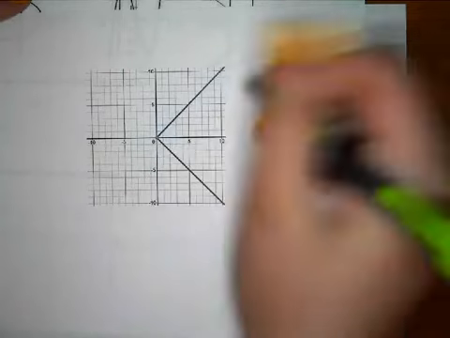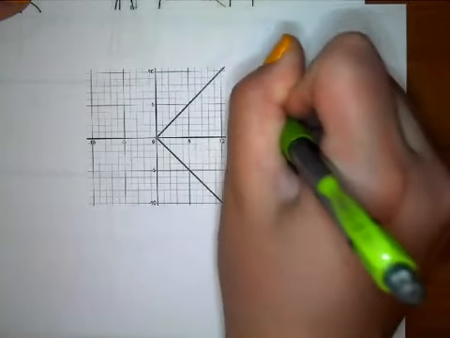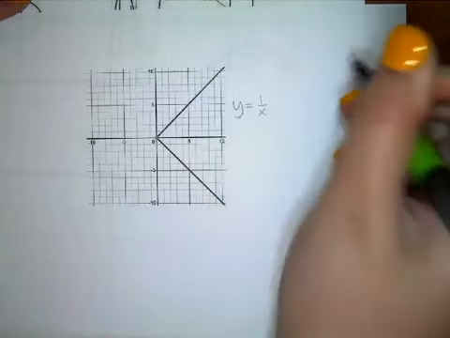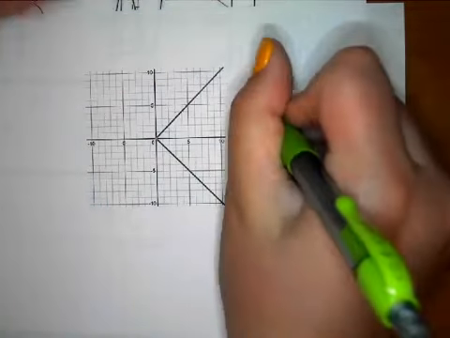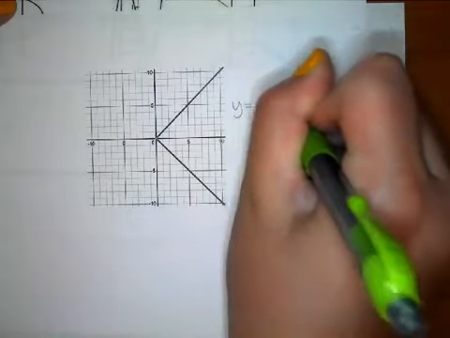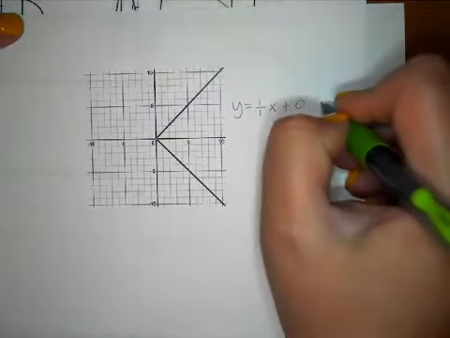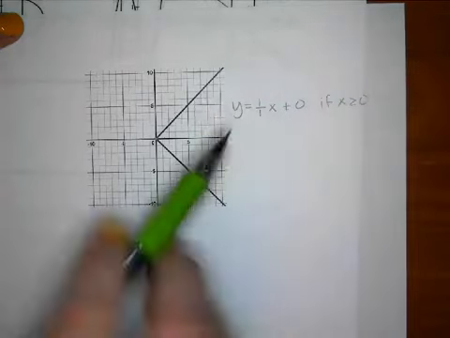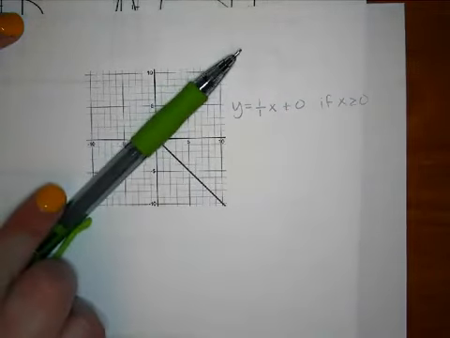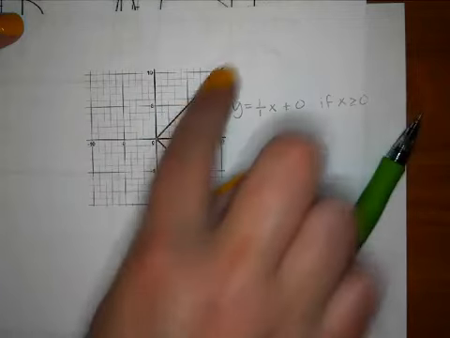So for the top half of the graph, I would say this is y equals 1 over 1. Sorry, that's not what I meant to write. That would be 1 over 1 x plus 0. And this is only if x is greater than or equal to 0. And by that, I just mean that 1 over 1 x plus 0 is this whole line, and I'm not using the whole line. I'm just using this half of it, just the right half.